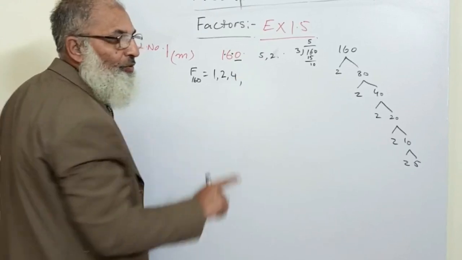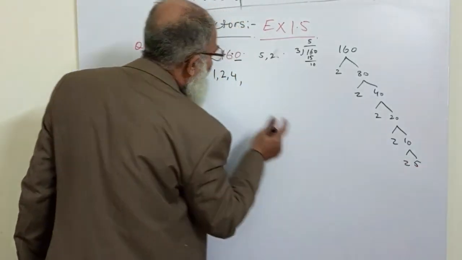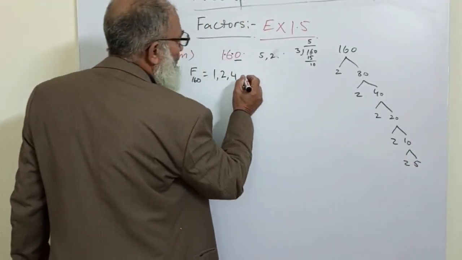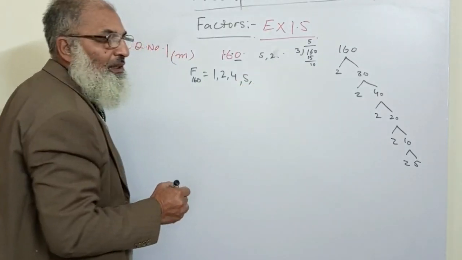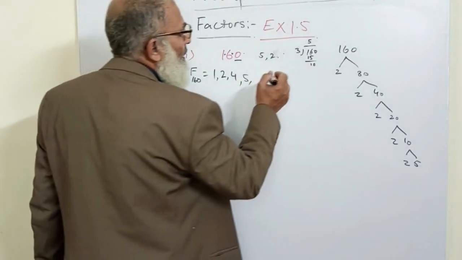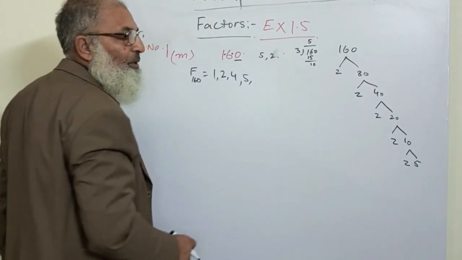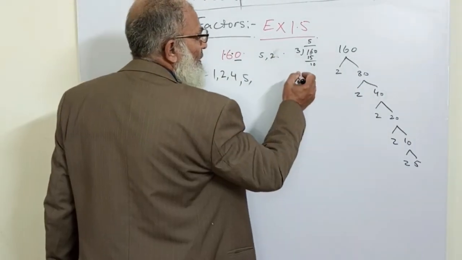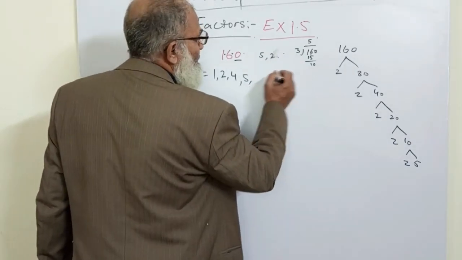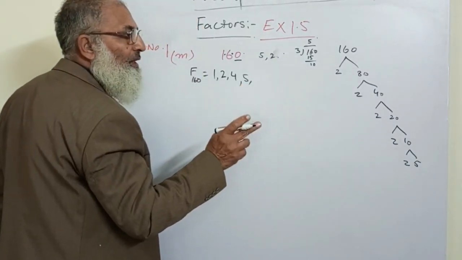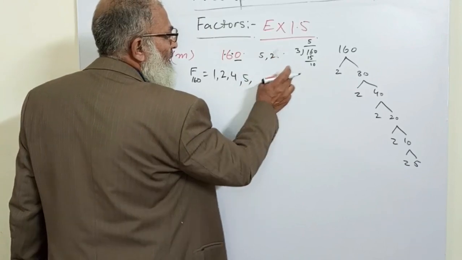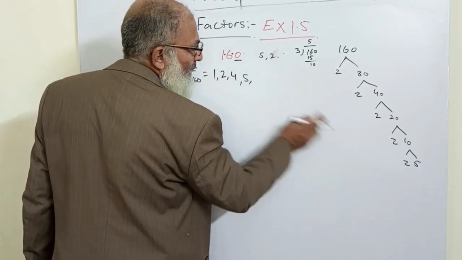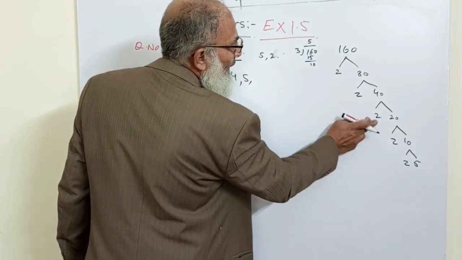5, as I told you, 5 must be the factor, and I have also written it over here. 6 is not a factor, because when it is not divisible by 3, it will not be divisible by 6 as well. 7 is not divisible by 7, but it is divisible by 8. So 2, 4 and 8.